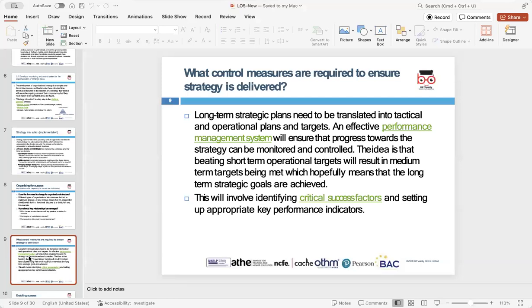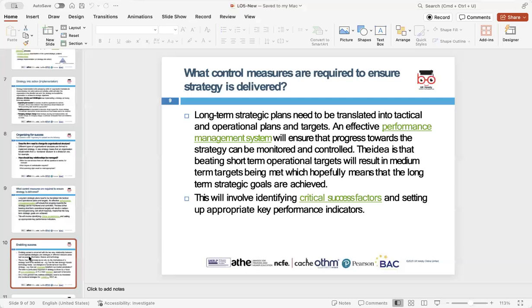To monitor progress effectively, an organization needs to identify critical success factors and set up appropriate key performance indicators, or KPIs. These KPIs help measure performance and track whether the organization is making adequate progress towards its strategic objectives.